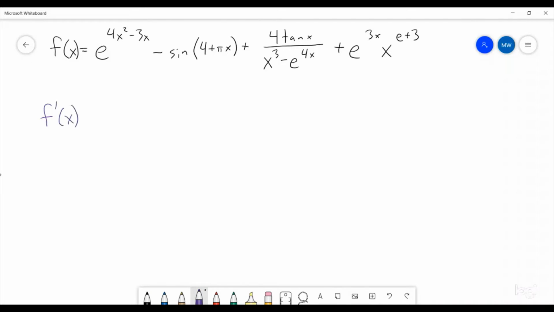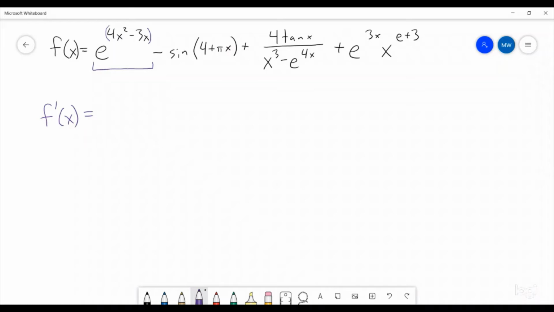F prime of x. What is this going to be? Well, let's go piece by piece and figure out each one on its own. So let's start with this piece, because that's the first chunk before we have something joined together by an addition or a subtraction. So if we were to look at the e to the stuff, what's the derivative of that? Well, the chain rule says we have some inside function and some outside function. So here our inside function is that 4x squared minus 3x.